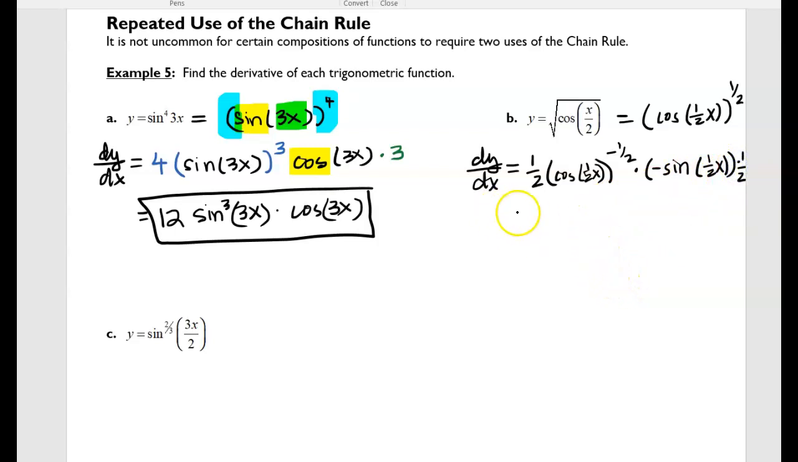I'm going to simplify now. Notice I have a negative exponent here. That's going to go in the denominator. This negative sign of 1/2 x is going to go in the numerator. I have 1/2 times 1/2. That will give me a 4 in the denominator. So in the numerator, I have negative sine of 1/2 x. In the denominator, I have 4 square root of cosine of 1/2 x.